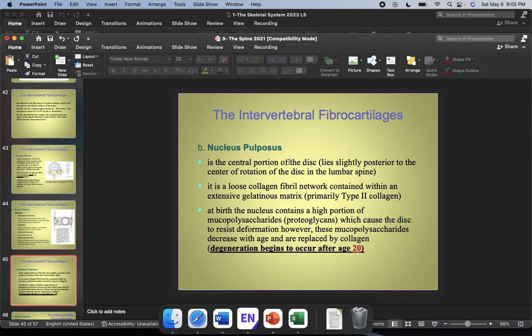Moving on to the nucleus pulposus, the central portion of the disc. It's the jelly portion of the jelly donut, if you will. It has a loose collagen fibril network and, at birth, a high proportion of proteoglycans. If you've taken a chemistry or biochemistry class, you may recall that proteoglycans are really good at soaking up water. This causes the disc to resist deformation. However, these proteoglycans decrease with age and are replaced by collagen after the age of 20.